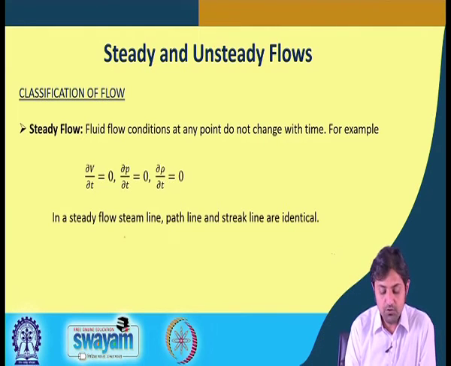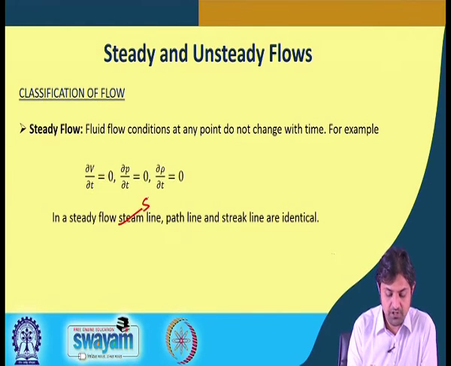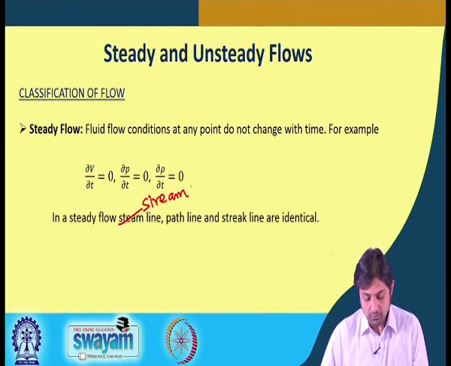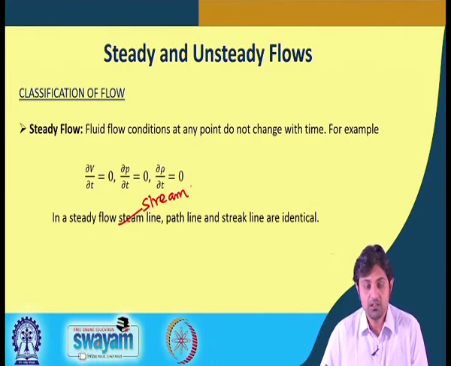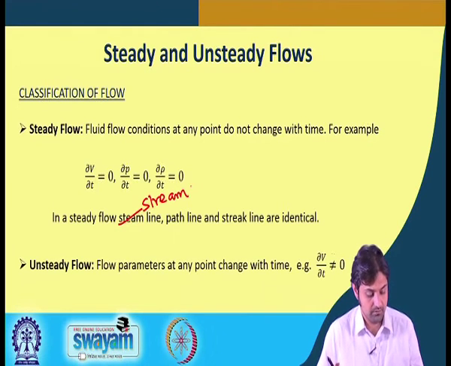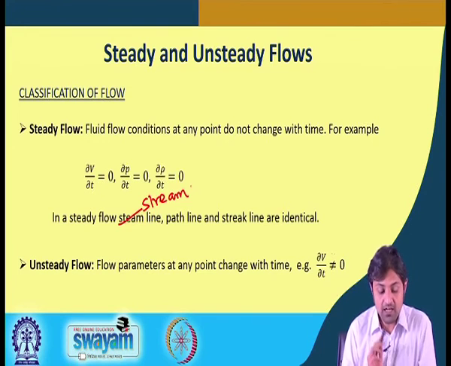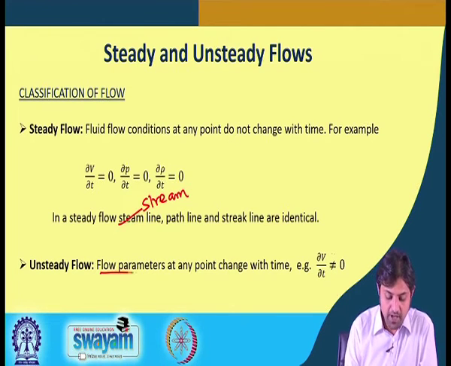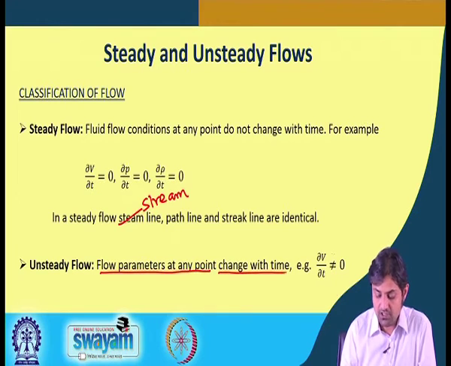In steady flow, streamline, path line and streak line are identical. This is streamline, not steam line, sorry for the typo here. We will tell you in upcoming slides what exactly a streamline is, what a path line is and what a streak line is. Good. In an unsteady flow, unlike steady flow, the flow parameters at any point change with time.